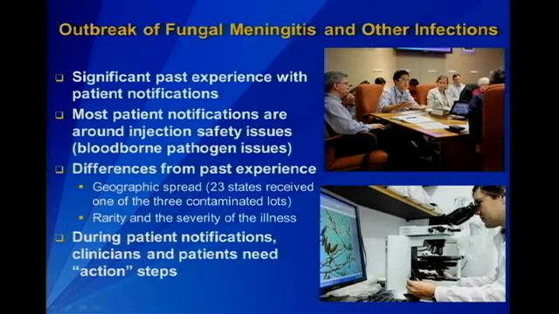Although we'd had significant past experience with patient notifications, most of the notifications we've done in the past were around bloodborne pathogen issues. So this was really something new. We had a large geographic spread. We had 23 states that had received one of the 3 contaminated lots. This was a really rare event. We had not had Exserohilum in individuals before, and the severity of the illness was extreme.